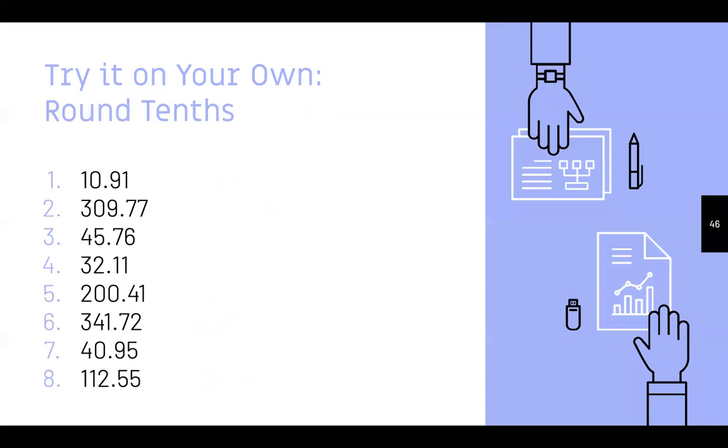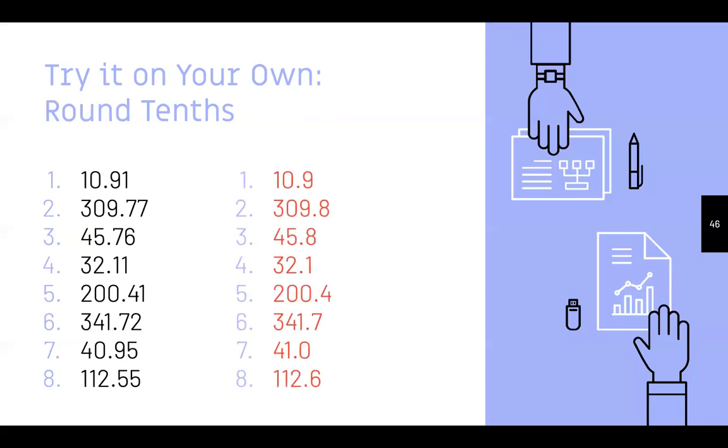So try all on your own. If you want to pause the video right now, please pause the video. I'll keep going. You can see the answers on the right, right? Just look at the 9 and the 1. 9, 1 is obviously less than 5, so that's 9. 7, 7. 7 is greater than 5, so 7 becomes an 8. 7, 6. 6 is greater than 5, so that becomes an 8. 1, 1. 1 is less than 5, so that becomes a 1. No change, right? 4, 1. 1's less than 5, nothing changes. 7, 2. 2 is less than 5, nothing changes.